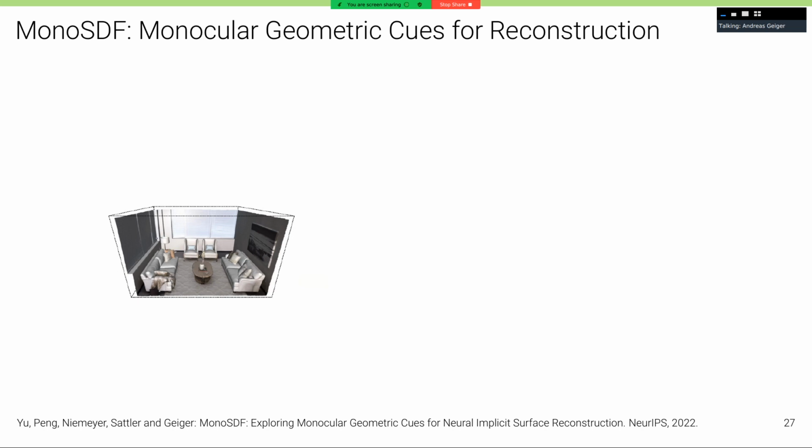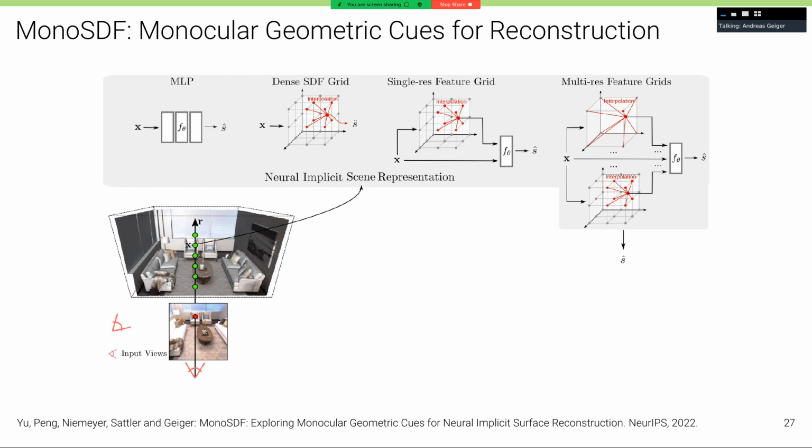So here's an overview of our pipeline for MonoSDF. This is a scene from the Replica dataset. This is an input view. We shoot a ray like in NeRF. We sample points along the ray. And then we have a neural implicit scene representation. We try different scene representations in our paper. So we have the classical MLP representation like in VolSDF. But we also have feature grid-based representations, both single resolution feature grids, but also multi-resolution feature grids like in Instant NGP.